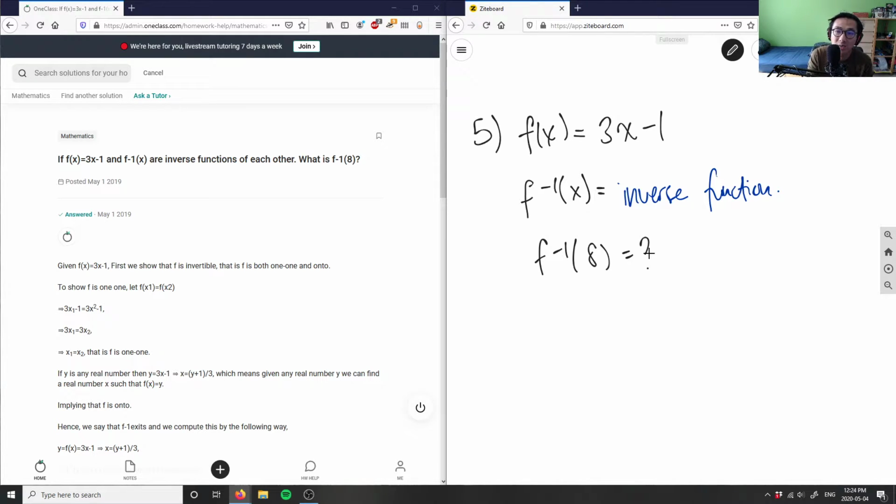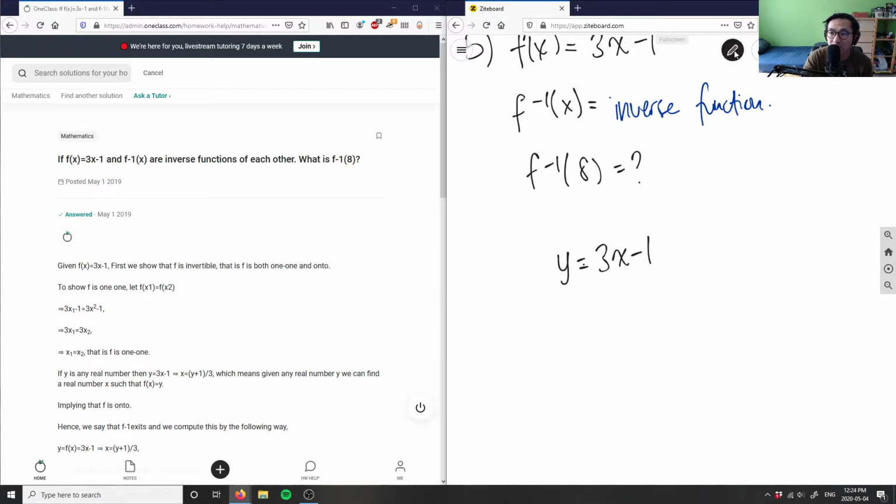So first, we have to find what the inverse function is, right? We have f of x equals 3x minus 1, or you can rewrite f of x as y equals 3x minus 1. In order for us to invert the function, what we have to do is just switch x and y. So switching x and y will give me the inverse. So let's do that.